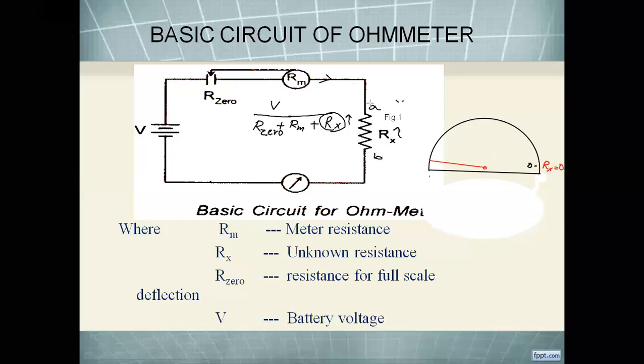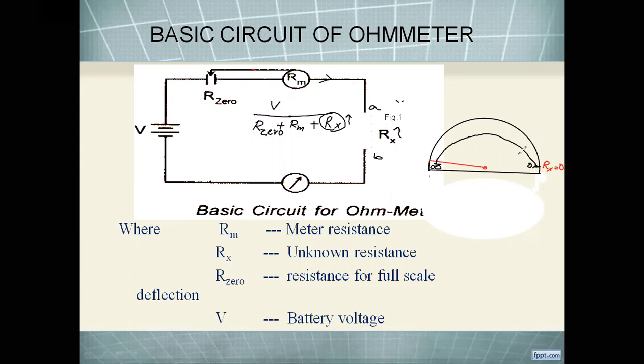Now what happens if A and B is open? If A and B is open like this, Rx is infinity. Rx is infinity means current is completely 0. So when current is 0, there won't be any deflection in the meter. Hence, we can simply say that when there is no deflection in the meter, it means that resistance value is infinity. So our scale will be 0 on the full scale deflection of the meter and infinity at 0 scale deflection of the meter.